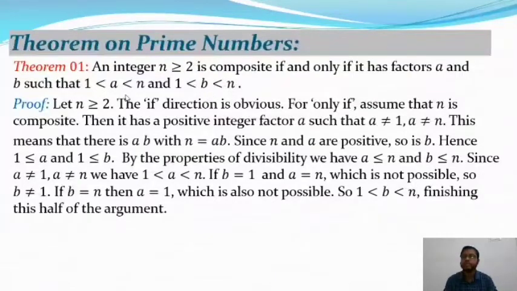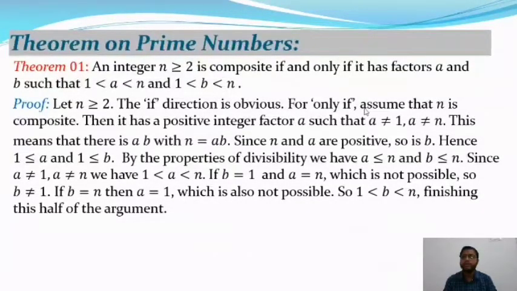This is the theorem. The necessary part of this theorem is that if n greater than or equal to 2 is a composite number, then there are factors a and b such that a and b lie in the interval 1 to n. Let n be greater than or equal to 2. The if direction is obvious, that is, the necessary part is obvious, and any composite number can be written as n is equal to a into b, where a and b are two numbers lying in the interval 1 to n.